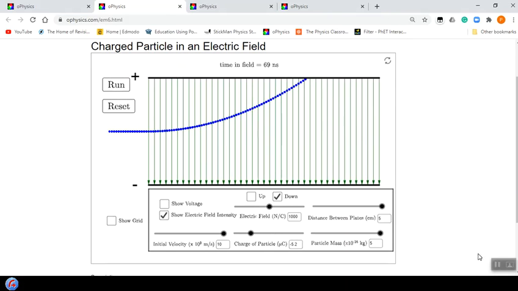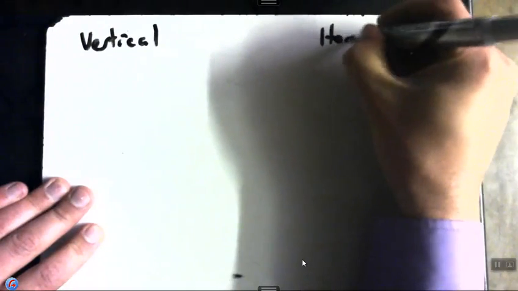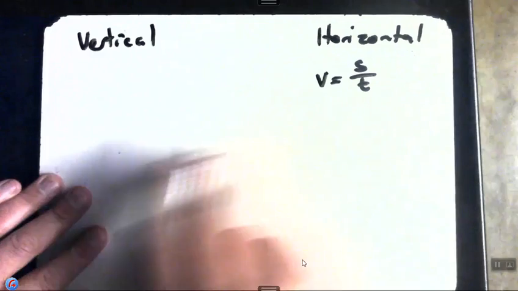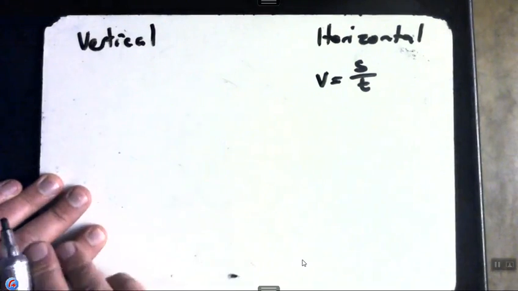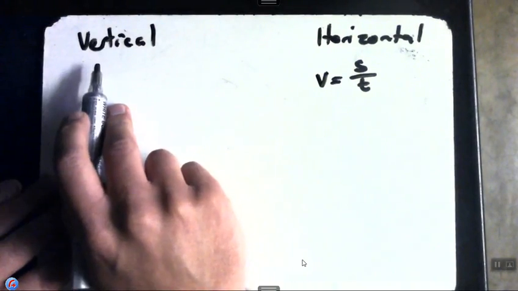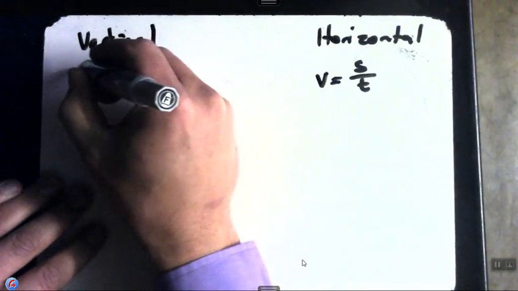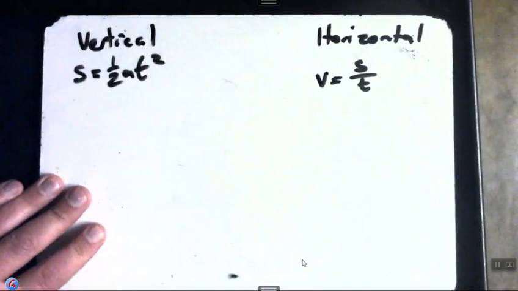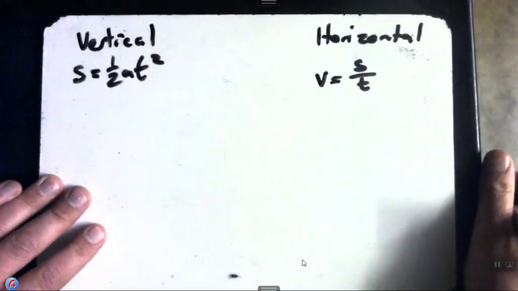So let's look at some formulas here. If we remember, we divided it into vertical and horizontal in AS, and we said that the horizontal velocity is equal to displacement over time because it's not accelerating or decelerating horizontally. Vertically, we're going to use SUVAT, and because the initial velocity is 0, s is half a t squared. And we know that the times are the same.